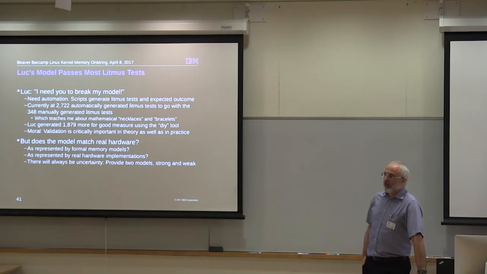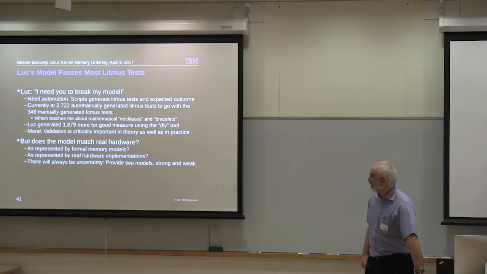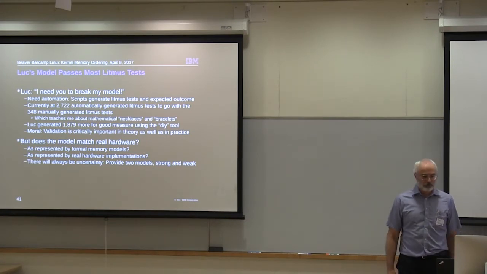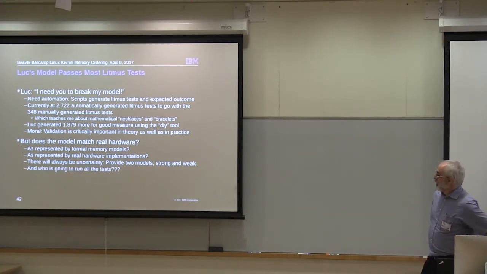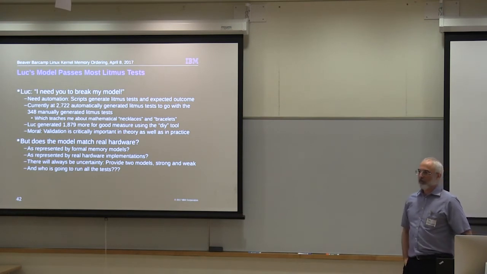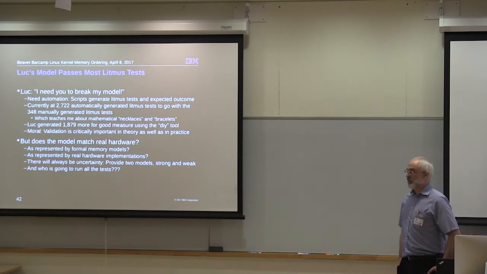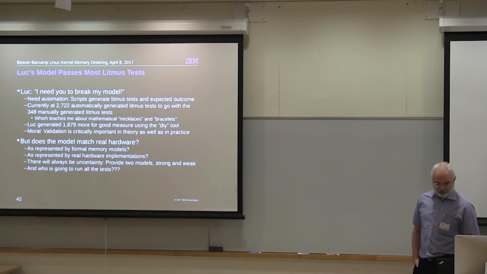We've got this thing that matches my intuition of what RCU does, but there's this stuff called real hardware, and some of the hardware has performance models, and so on. And there's always going to be some uncertainty. Some of the hardware is not documented very well, and use cases come and go. And so we have a stronger and a weaker model as a result. But the other question is, who's going to run all these tests? I have a day job. Luke does as well. He's a professor as well.